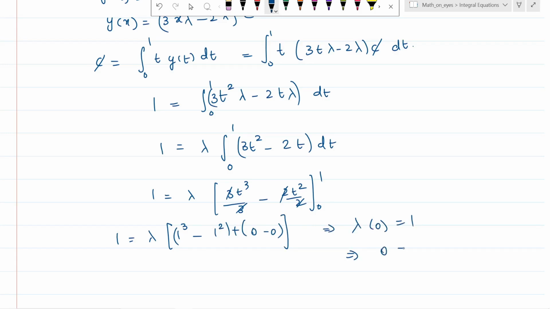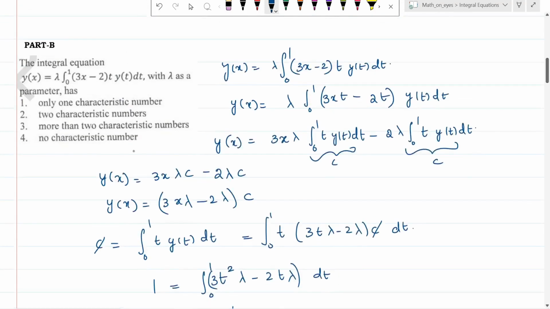We get 0 is equal to 1. This is not possible. Therefore, no characteristic value. Option D is the correct answer.